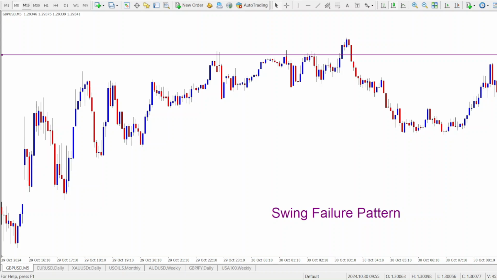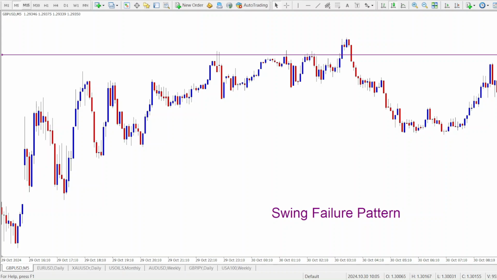A true SFP often comes with a few telltale signs, right? A strong wick or shadow on the candle, which shows that buyers or sellers tried to push beyond that level but couldn't hold it. And a rapid price reaction in the opposite direction. This reversal suggests that there was enough selling or buying pressure to counter the initial move.